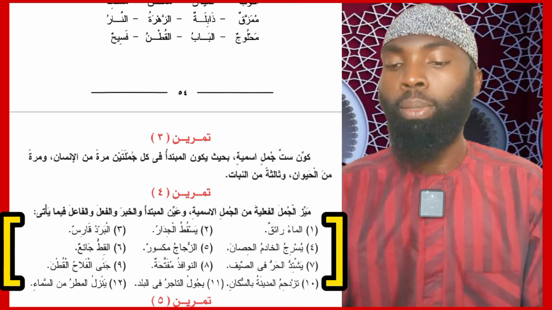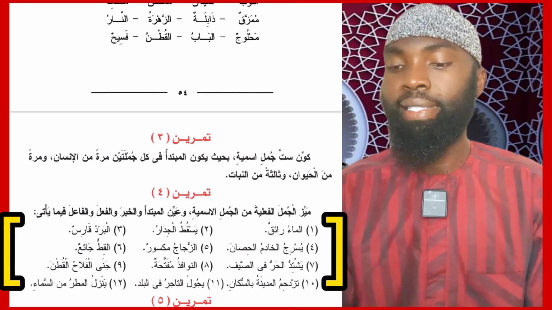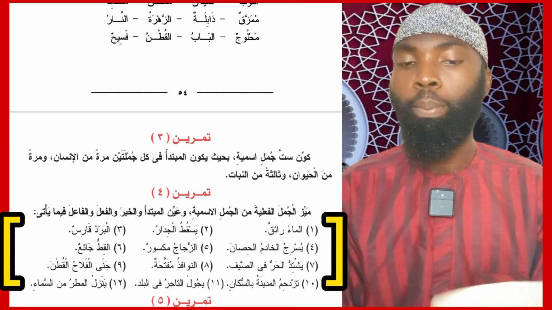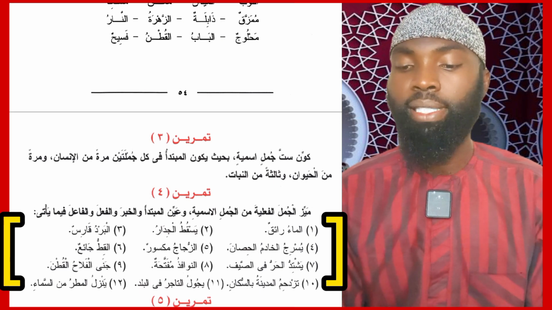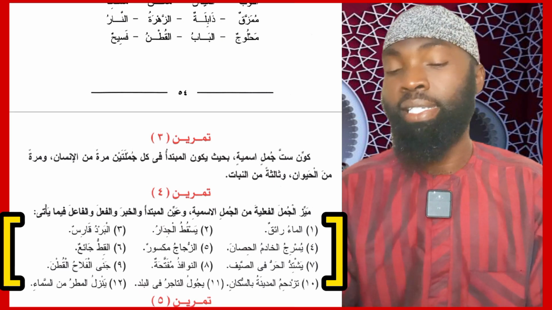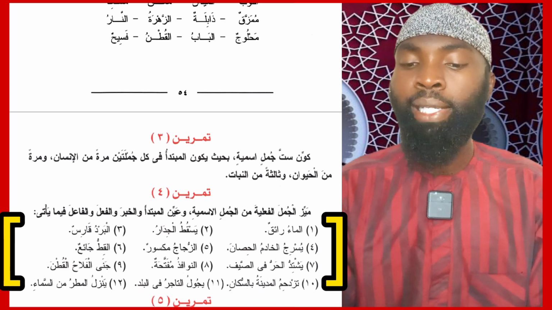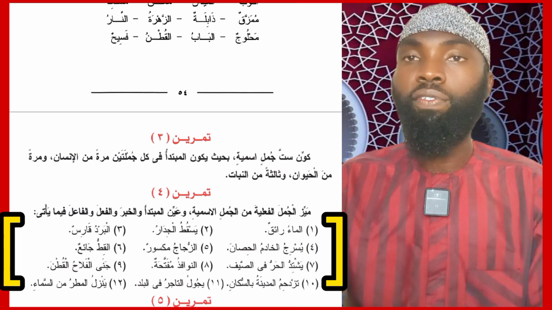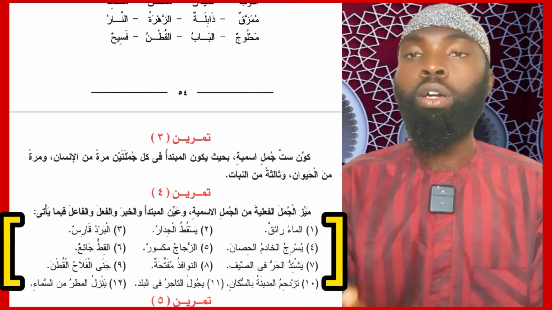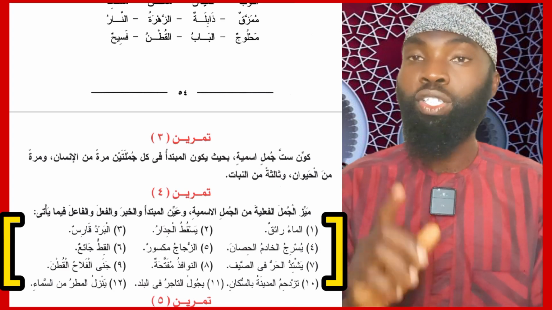The instruction says: ميز الجمل الفعلية من الجمل الاسمية. Differentiate the jumal al-fi'liya, the verbal sentences, from the nominal sentences. Previously we had learned the verbal sentences, so here we have to differentiate between the nominal and verbal sentences. وأين المبتدأ والخبر والفعل والفاعل فيها. Indicate the mubtada, the subject noun, wal khabar, the predicate, and also the verb and the fa'il, the subject.